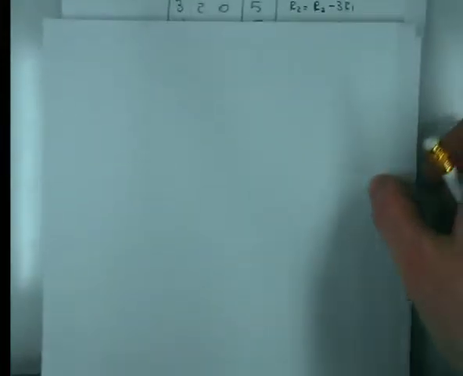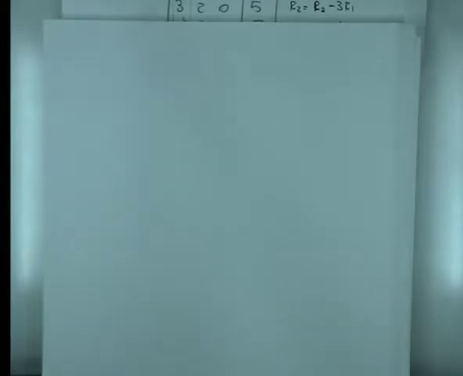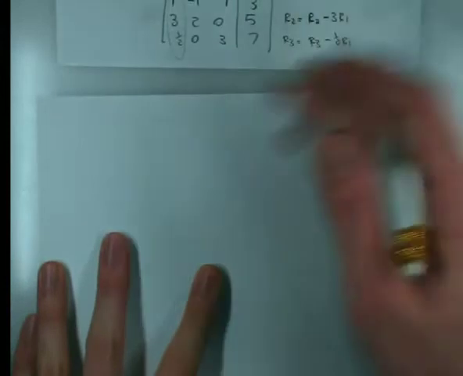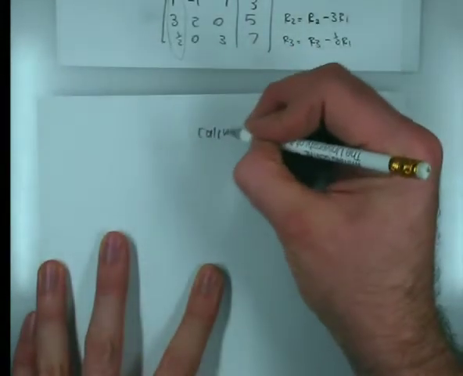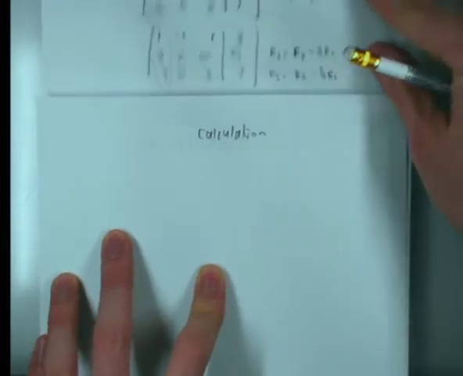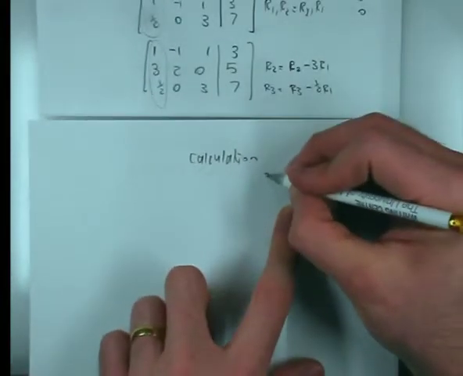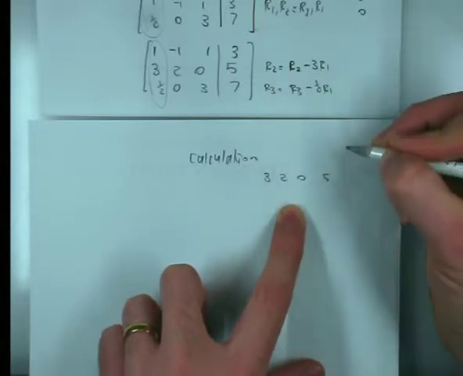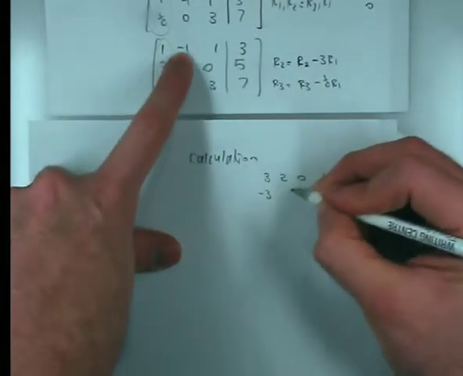It's worth pointing out that some people, and my students taught me this, do a little calculation on the side to tell them what they've done. So you can go like, calculation for this row operation here. I've got my old row 2, which was 3205, minus 3 lots of row 1.